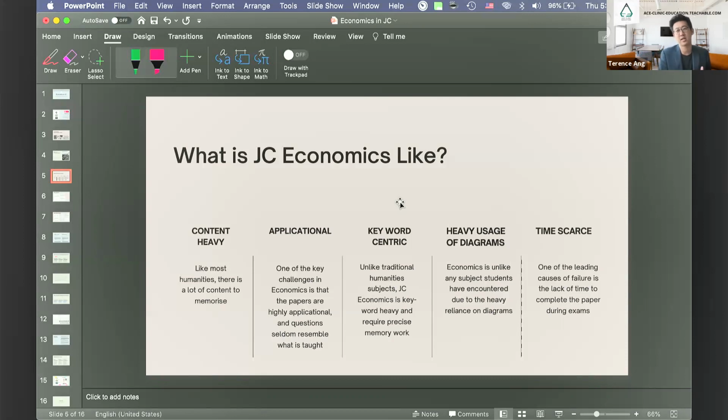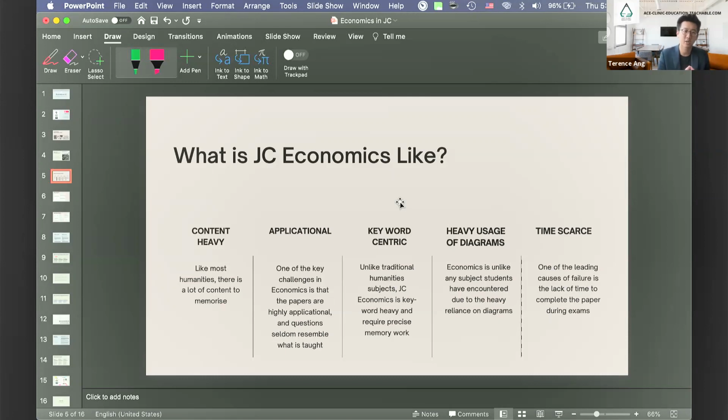Secondly, as we mentioned already, it's extremely applicational. So one of the key challenges is you're not going to see questions exactly in the way that you learn them in lectures or in your lecture notes, right? It requires a certain level of translation from theory to real life, for you to look at a question and go, oh, I know what concept they want me to use here.